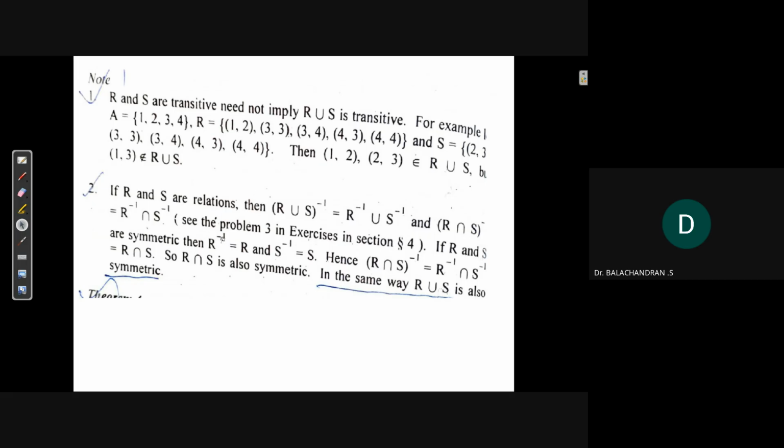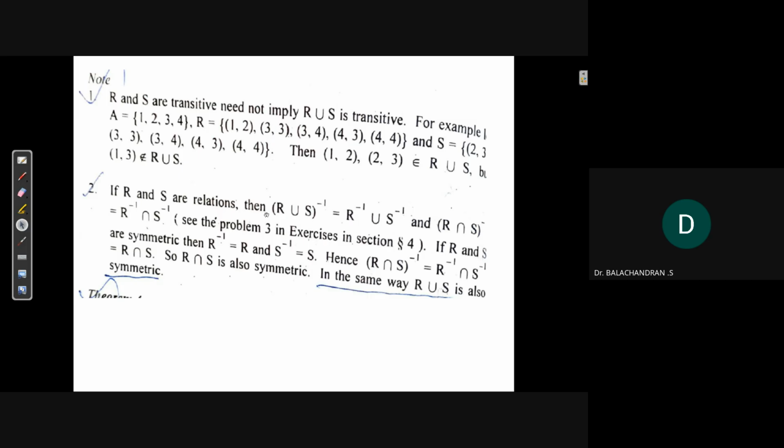Okay, so actually the next problem is another way of proving this. If R and S are symmetric, you can show that R intersection S is also symmetric. Already we proved it; here they are giving another proof. For this, they will use this idea.